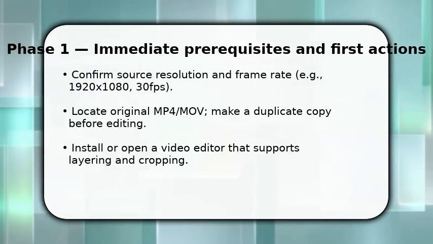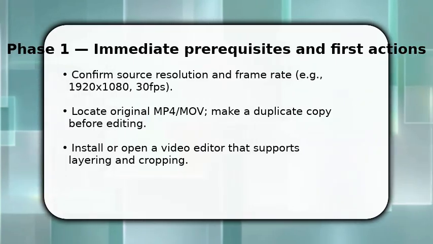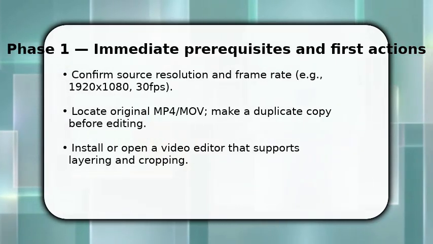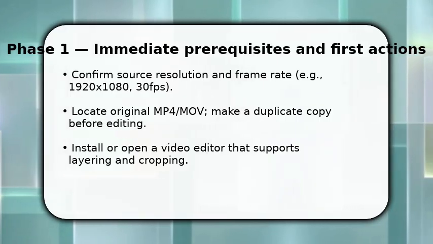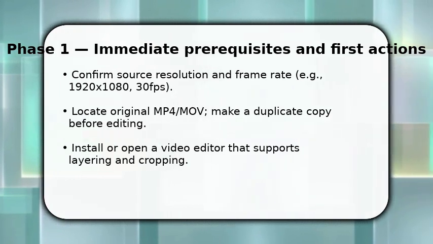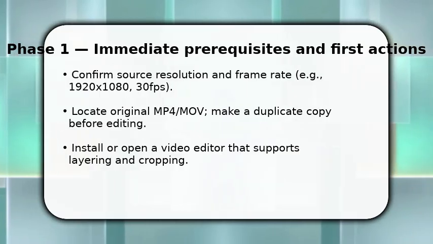Open a video editor that supports layers, cropping, and opacity. This is essential because you will either crop, mask, or replace the watermark area. Begin by importing the duplicated clip to a new project and place it on the timeline so you can apply the first corrective tools. You'll now choose a removal method based on watermark placement.